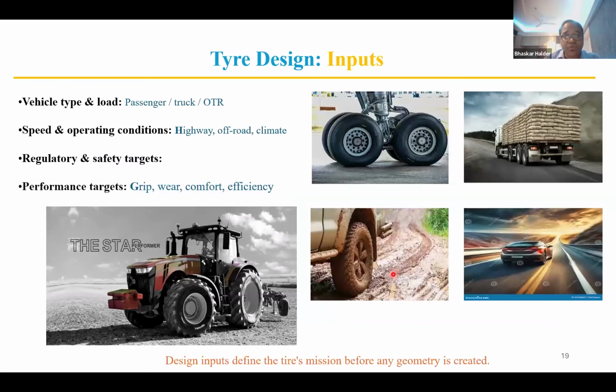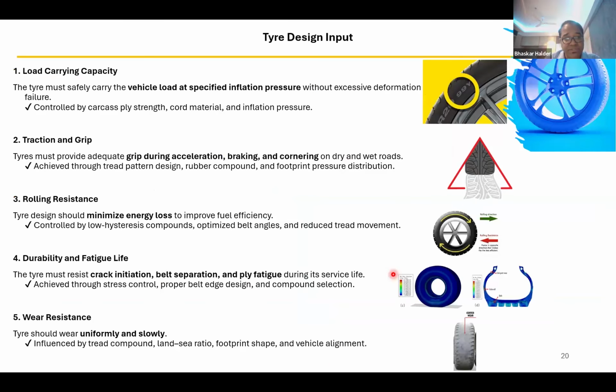So as I told, this is the tire design. What are the tire design inputs? This is the vehicle type, like passenger, truck, or OTR, then speed rating, regulatory performance targets. Everything I mentioned in my earlier slides. So these are the inputs. It should have load carrying capability, and it should have traction. Then it should have lower rolling resistance, because rolling resistance is an upcoming topic for every tire manufacturer. Everybody is asking for lower rolling resistance tires, and since the EV has come, less rolling resistance tires are required in the current scenario.